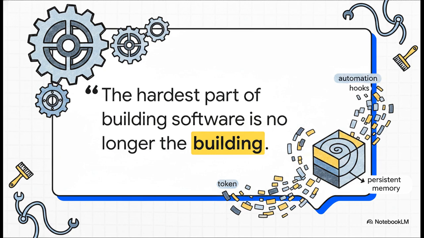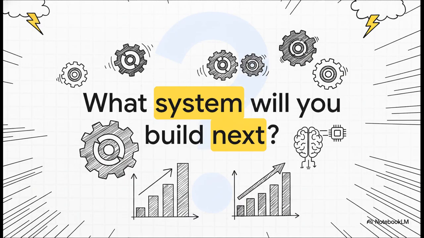Which brings us to the core philosophy of this entire explainer. The hardest part of building software is no longer the building, it's managing the system. You really don't need to manually type out every single line of code anymore. Your job as a modern builder is to be the system architect. You're the one who picks the right model gears, monitors the token constraints, architects the persistent memory, and automates those maintenance hooks. You now have the exact playbook to keep your AI sharp, focused, and incredibly efficient over long builds.